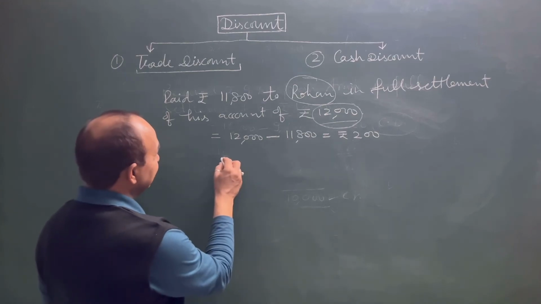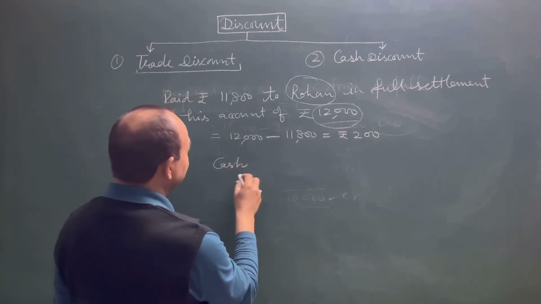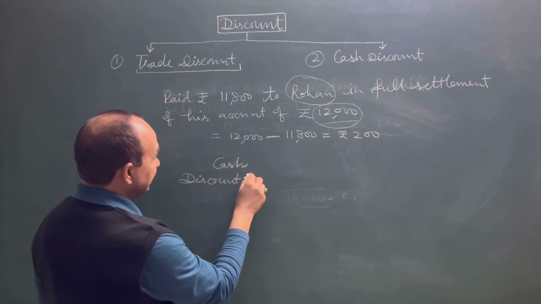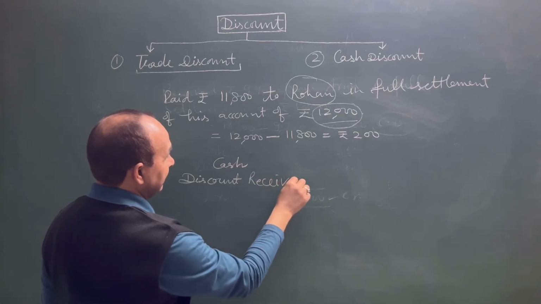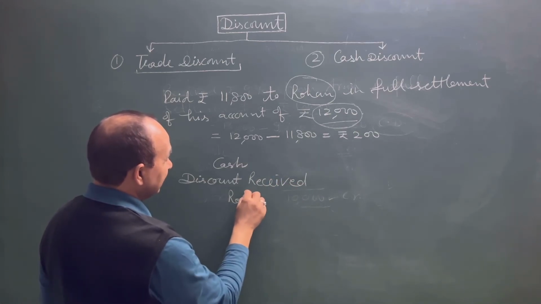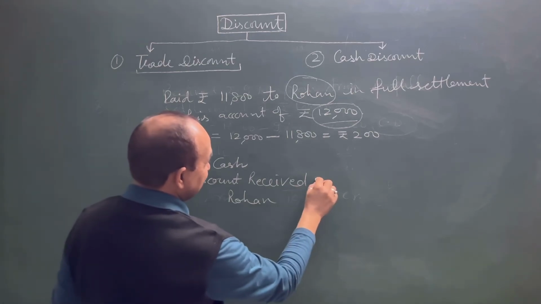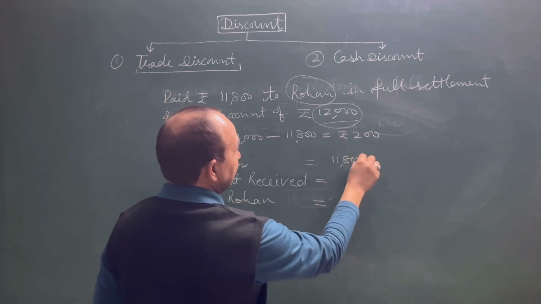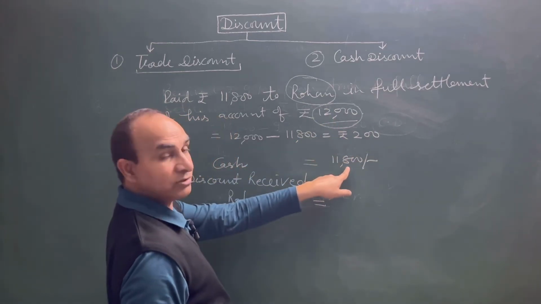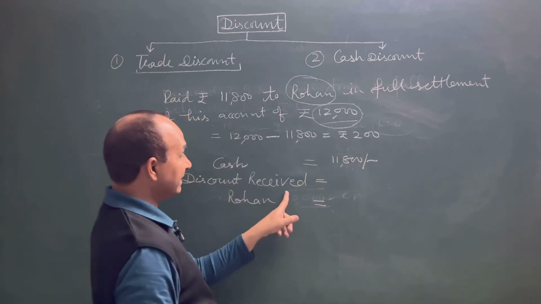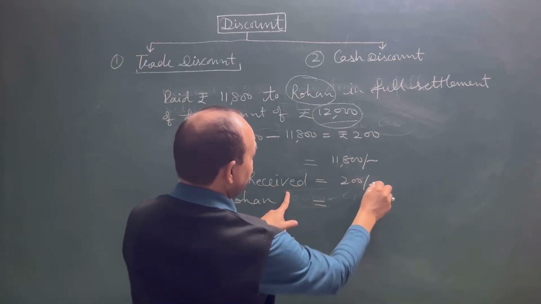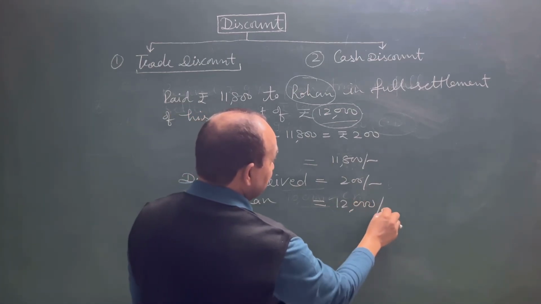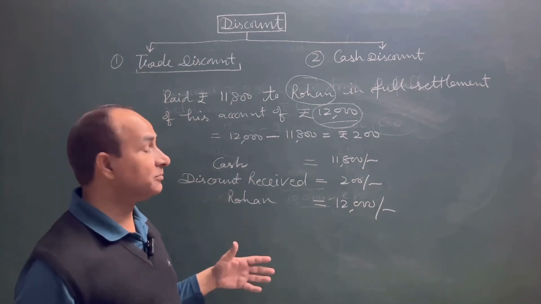How to record this? Again, there are three accounts: cash, second discount received account, and third one Rohan's account. See, Rohan's. How much cash did we pay? 11,800. Instead of rupees 12,000, we paid only 11,800, and the gain is 200 rupees. Whose account has been settled? Rohan's account for rupees 12,000. Then see the effect on accounts in the books of accounts.